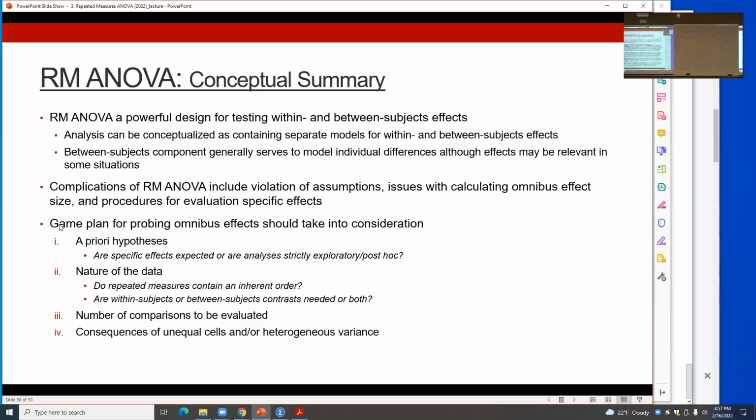That's it for repeated measures ANOVA. Questions? They will come up. I am certain of it, but that's fine. I'm here for you. Touch base. Let me know what questions you have.